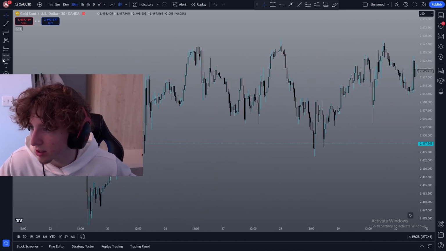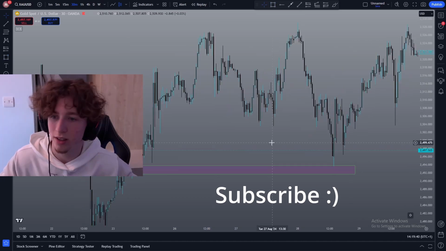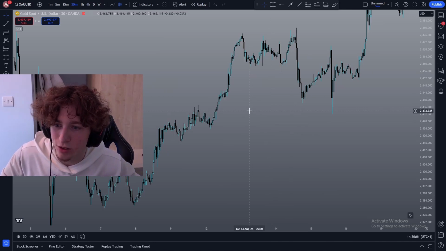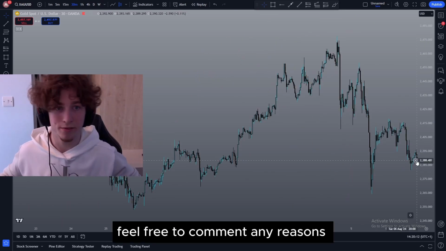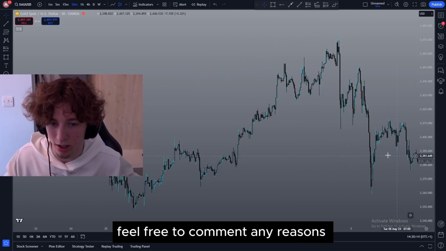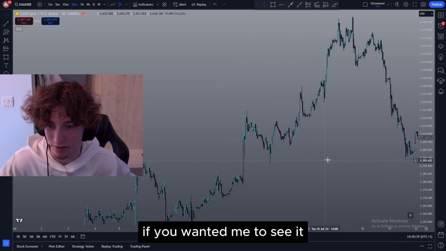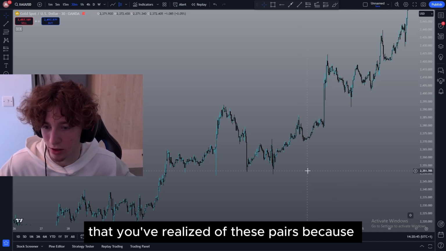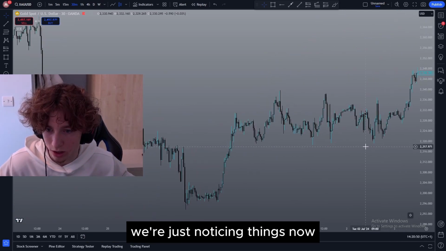Once again, you can see trades winning. It's not to say that trades won't win. You can see setups will happen, but I don't know, just the movement isn't right. It doesn't look right for liquidity, supply and demand. Feel free to comment any reasons I may be wrong. Comment the date of any setups on any of these pairs if you want me to see it. Also, let me know if there's anything specific that you've realized with these pairs, because we're all kind of new to it. We're just noticing things now.